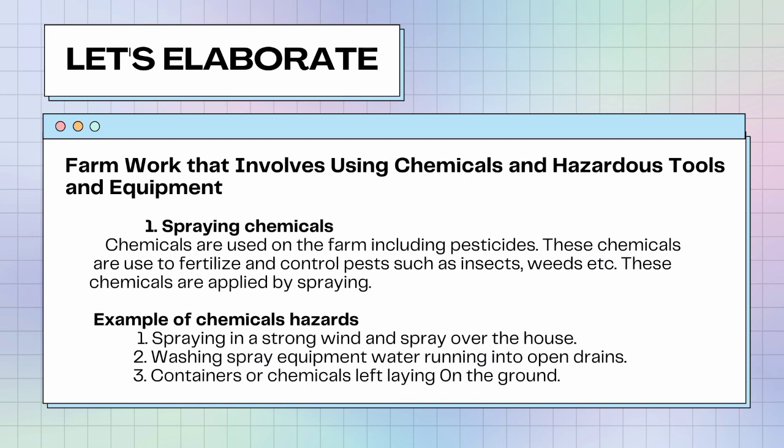Examples of chemical hazards. Number 1. Spraying in a strong wind and spraying over the house. Number 2. Washing spray equipment, with water running into the open drains. And number 3. Containers or chemicals left lying on the ground.